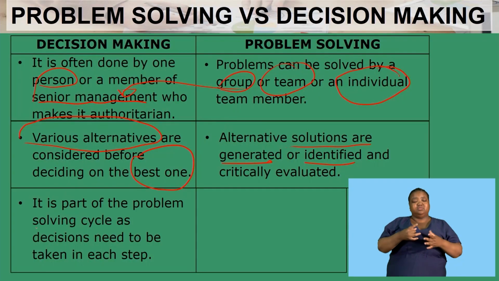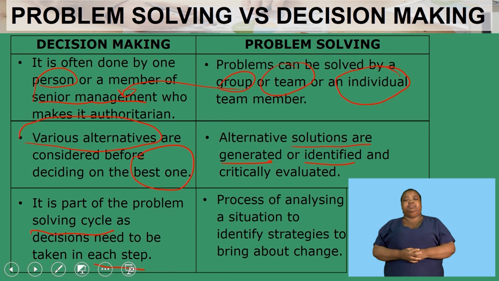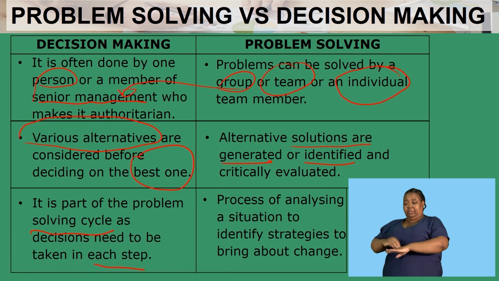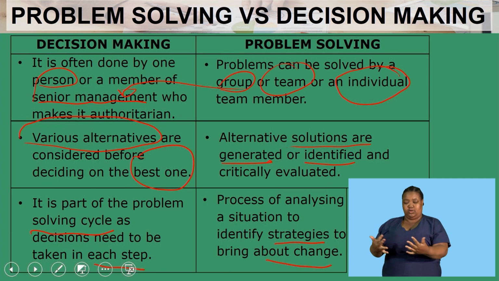Decision making is part of the problem solving cycle, as decisions need to be taken in each and every step. But problem solving is the process of analyzing a situation to identify the strategies to bring about change.